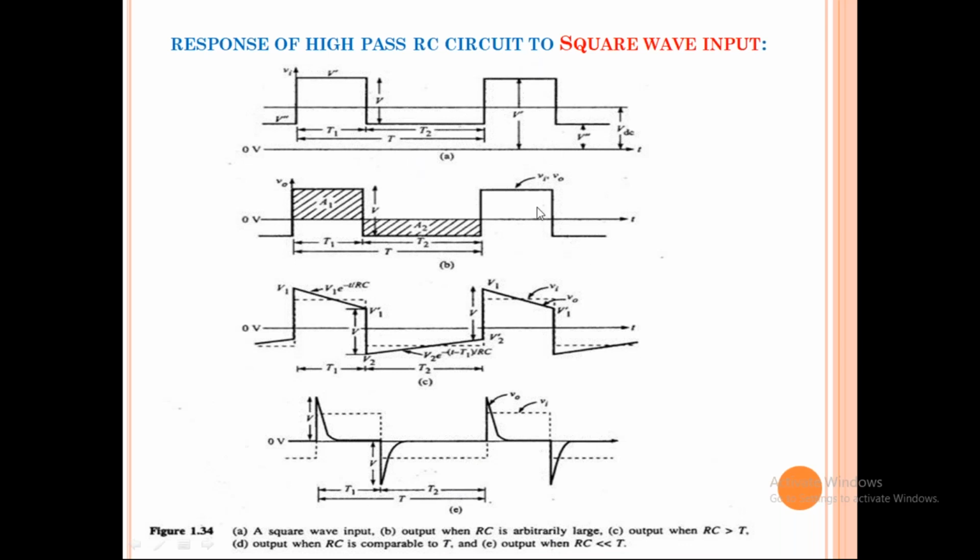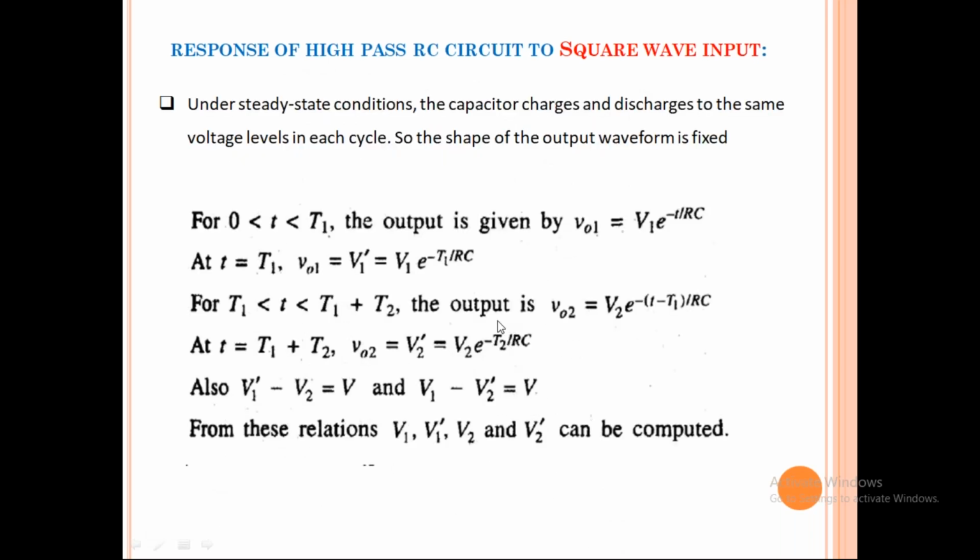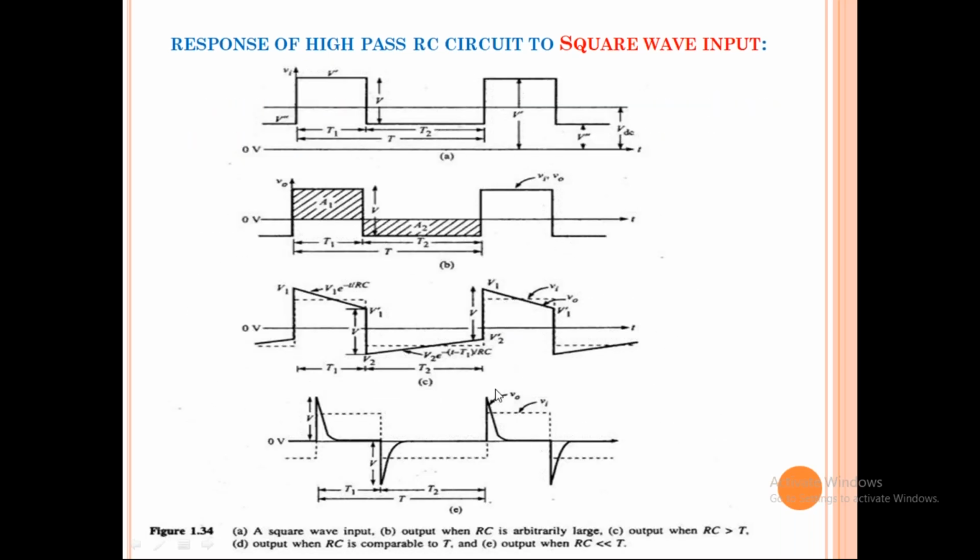Likewise there will be different conditions. First one is the input waveform, second one is the RC far greater than T condition, the next is RC comparable to T, and RC far less than T. For these three conditions, what are the output waveforms? B, C, D. These are the output waveforms. Here the output waveforms will be calculated from the C diagram. In the C diagram you are observing the 0 to TP interval.